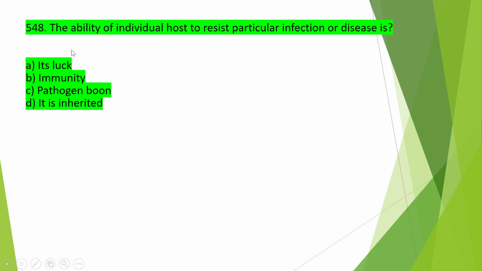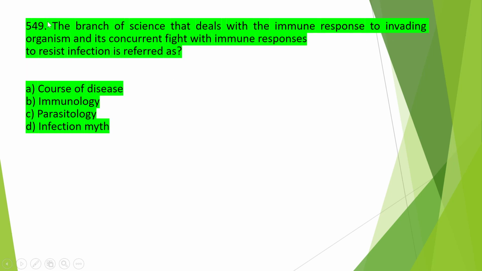So the next question is, the ability of individual host to resist particular infection or disease is option A, luck, option B, immunity, option C, pathogen boon, option D, it is inherited. So the right one is option B, that is immunity. So the ability of individual host to resist particular infection or disease is immunity. So let's move on to 549.